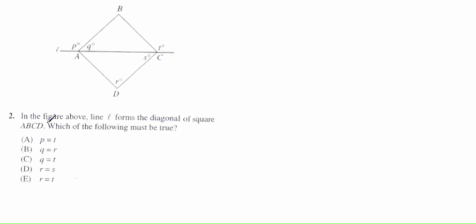Number 2. We have in the figure above, line L forms a diagonal through the square. Now, P has to be equal to T. P is the exterior angle of this triangle, I guess, and T is the same way. Since it's a square, we will realize that this must be 45, so is this angle. Therefore, P and then T must be 135.